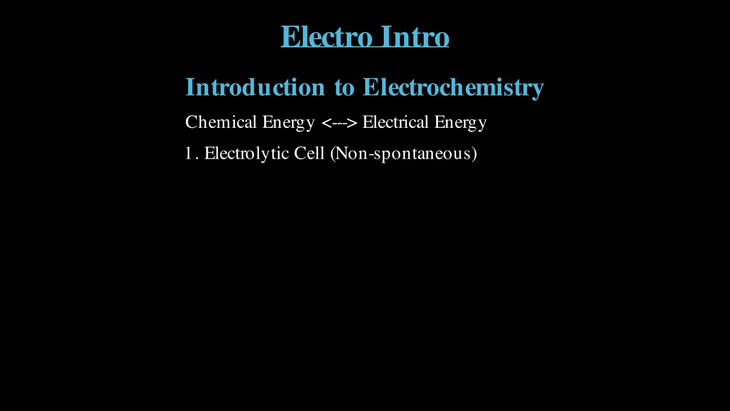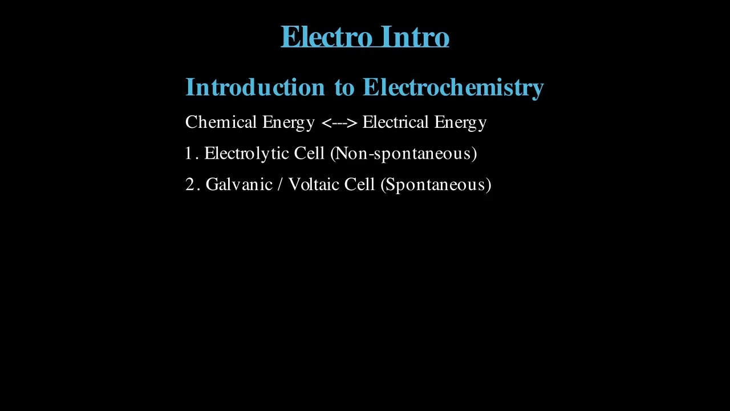In this cell, we use electrical energy to drive a chemical reaction that wouldn't happen on its own, a non-spontaneous reaction. This process is called electrolysis. On the other hand, we have the galvanic cell, also known as a voltaic cell. Here, a spontaneous redox reaction produces electrical energy. Think of the batteries in your phone or remote control; those are galvanic cells.